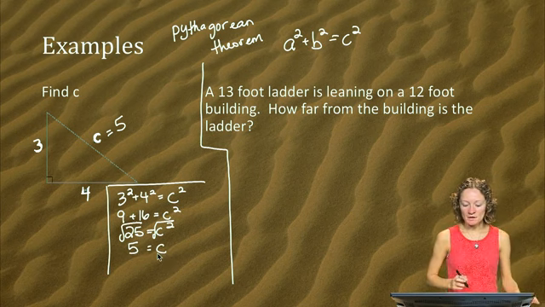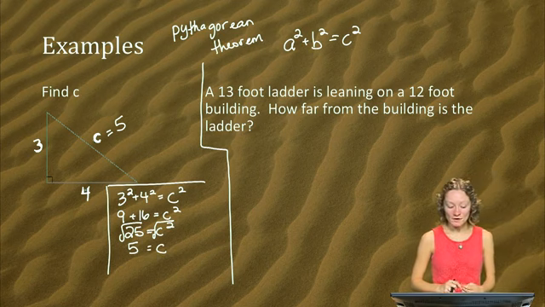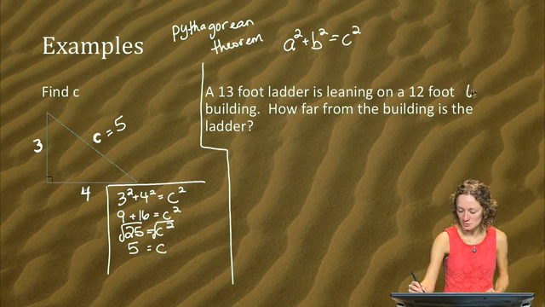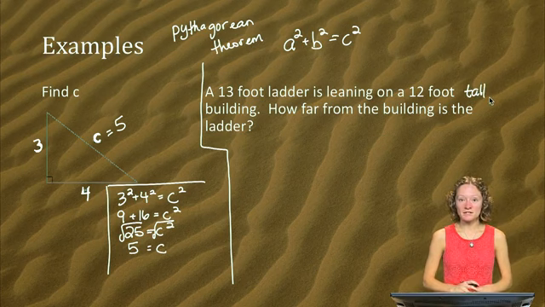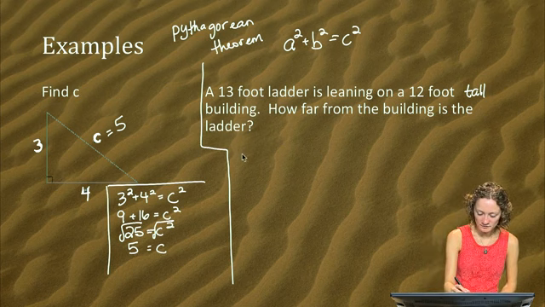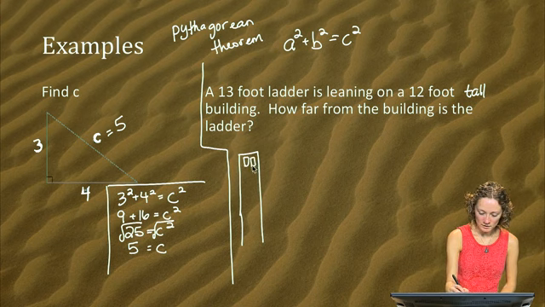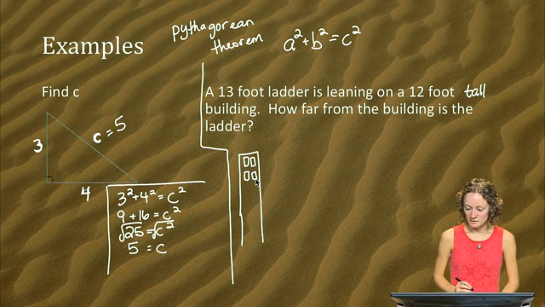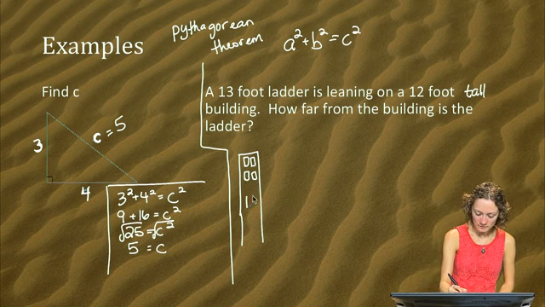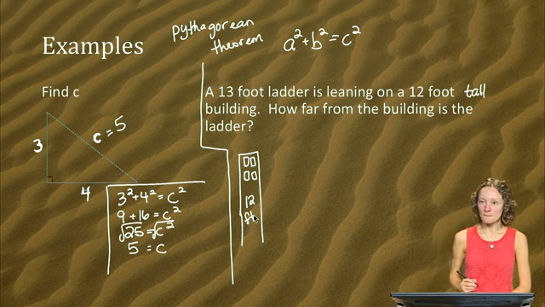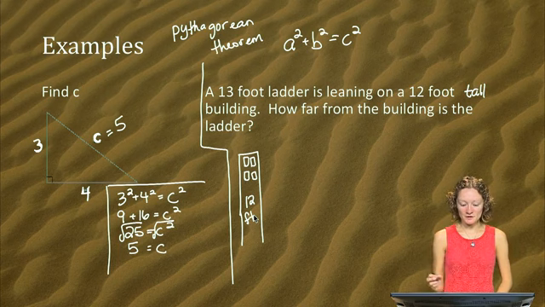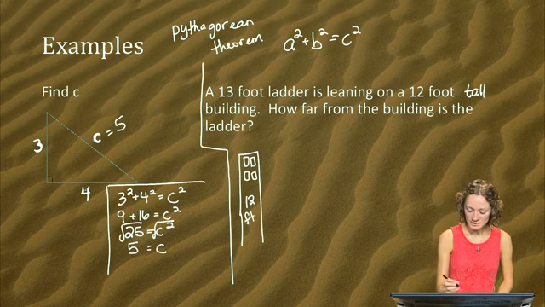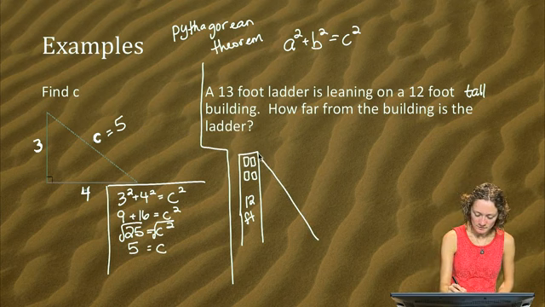Okay, our second problem, a 13-foot ladder is leaning on a 12-foot tall building. Let's add the word tall in there. How far from the building is the ladder? So let's get a picture of what this looks like. There's a building, down with windows, sure. And it's 12 feet tall. Okay, the other thing we know is that there's a 13-foot ladder leaning against this building. So here's a ladder.